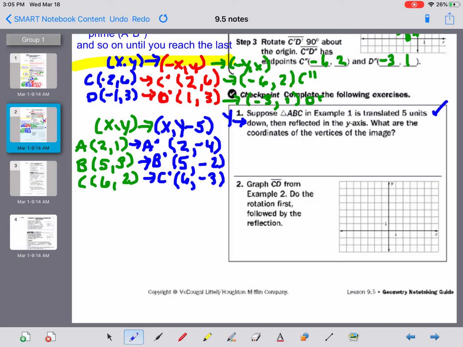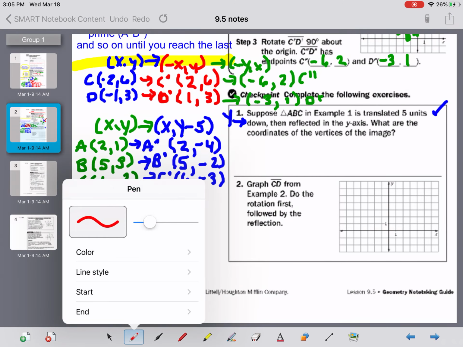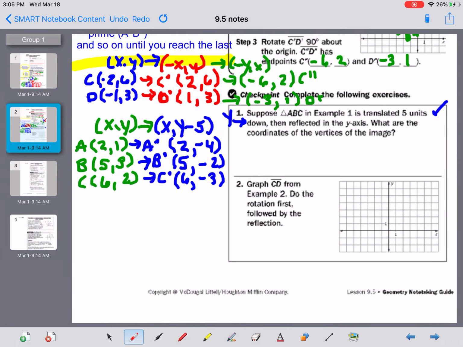Now I'm going to switch and do my last transformation, and that is reflected in the y-axis. We just used that one, but again, always check your gold sheet if you're not sure. That means my x is going to go opposite, but my y is going to stay the same. So I'm going to find my a double prime, my b double prime, and my c double prime. For a, I take my x, which is 2, I go opposite, I get negative 2, and my y stays at negative 4. My b had an x of 5, I go opposite, which is negative 5, and my y stays at 2. And for my c double prime, I take the opposite of my x, so negative 6, and I leave the y the same at negative 3.